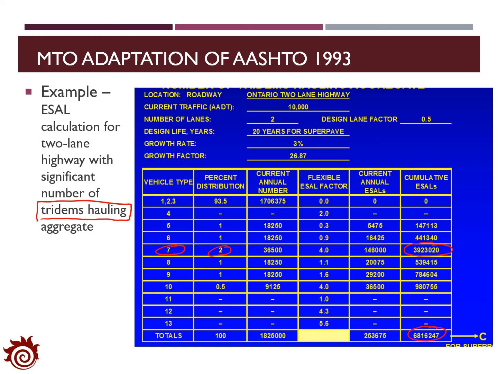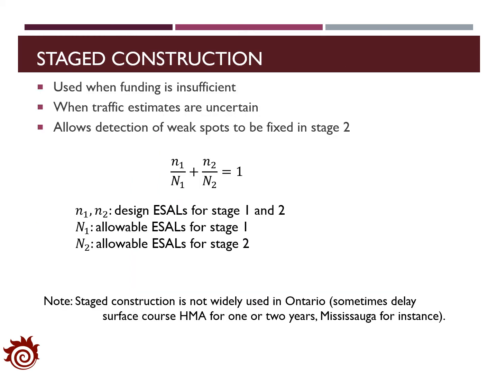trucks. With the previous information, we can then determine the thickness of the flexible pavement layers. The procedure of estimating the thickness is exactly the same as the AASHTO method we presented in the previous lecture. While in Ontario, sometimes we have to introduce staged construction for some roads, even though it's not quite common. Staged construction is used when the funding is not sufficient or when the traffic estimation is not accurate.